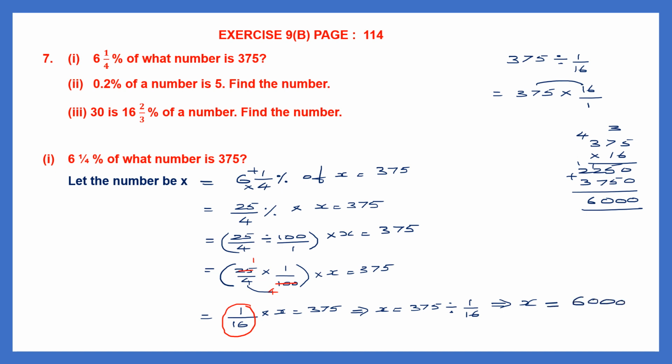So here we have answered the question. The question was 6 1/4% of what number is 375? So 6 1/4% of 6,000 is 375.